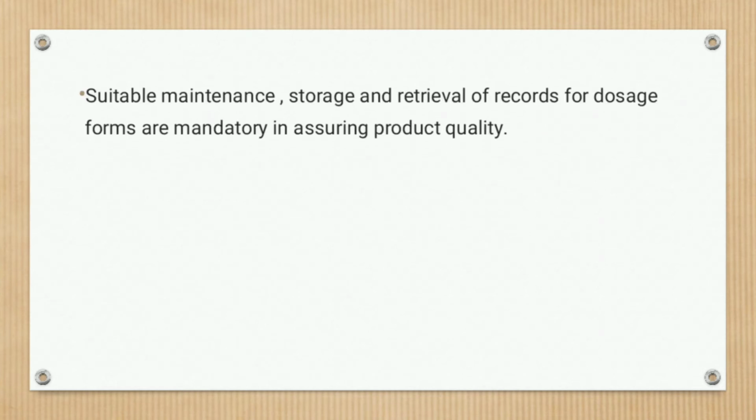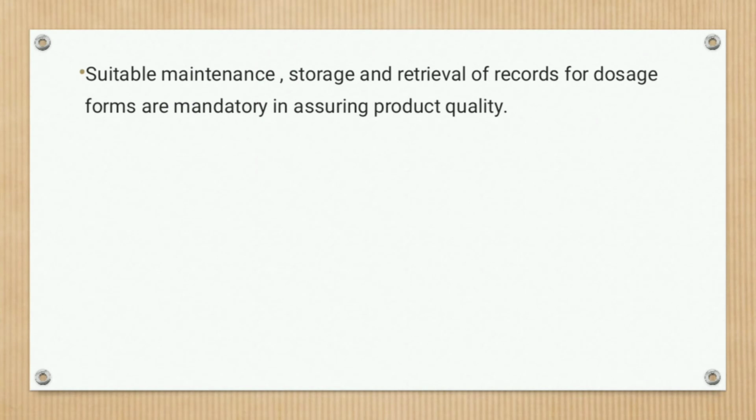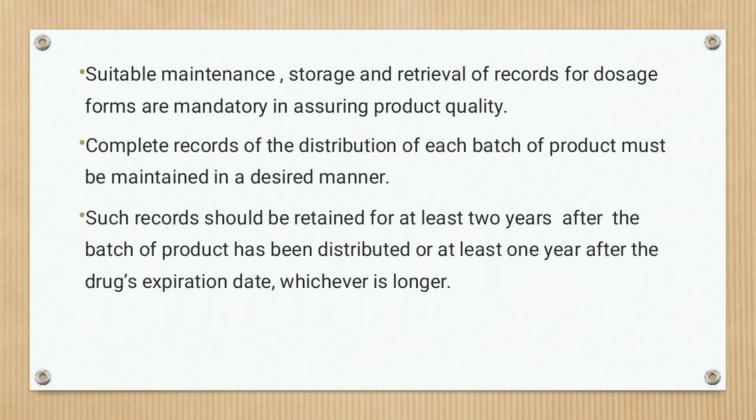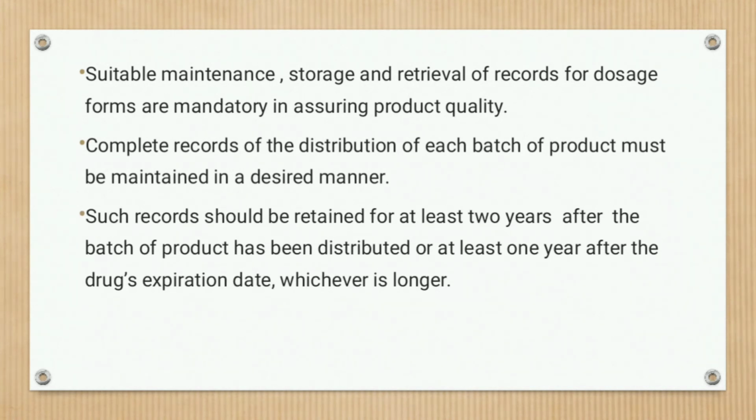Then the next one: suitable maintenance, storage and retrieval of records for dosage forms are mandatory in assuring quality products. A complete record of the distribution of each batch of product must be maintained in a desired manner. Such records should be retained for at least 2 years after the batch of product has been distributed, or at least 1 year from the drug's expiry date, whichever is longer.